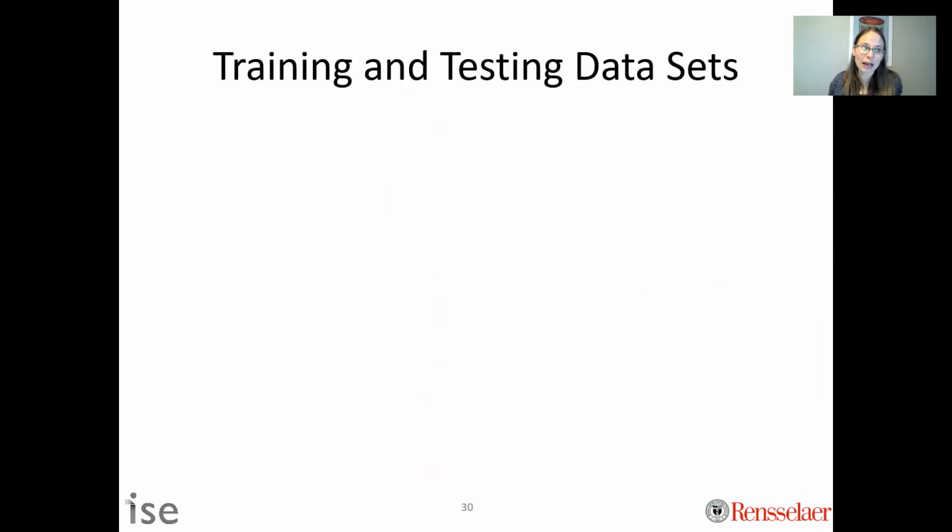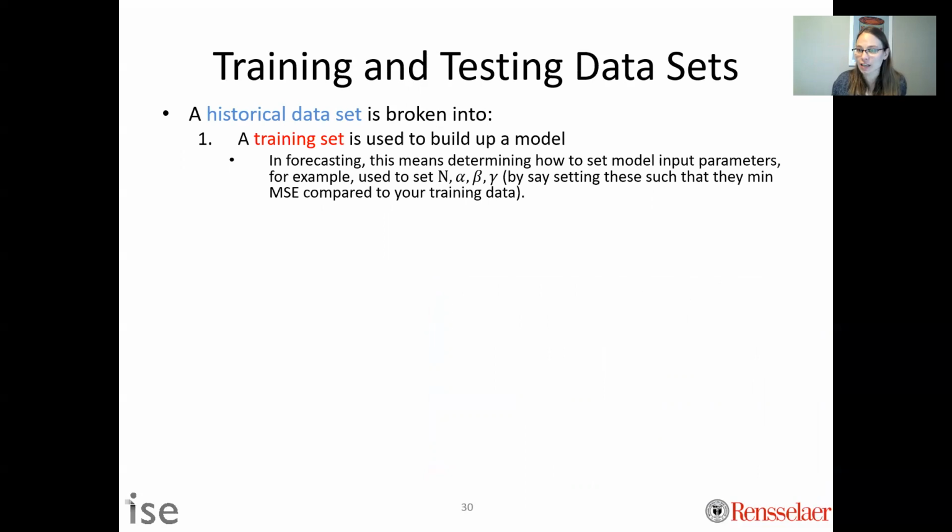This is also why, if you've done anything in data science or machine learning, oftentimes you'll have a training and a testing data set. So what does that mean? We have a historical data set and we break it up into two sets. The first is what's called a training set, and that's what we use to build up our model. So in this class, when we're talking about forecasting, we will use that to figure out how we should set N, alpha, beta, gamma, which we'll talk about in future lectures. And we will do that by minimizing, say, MSE.